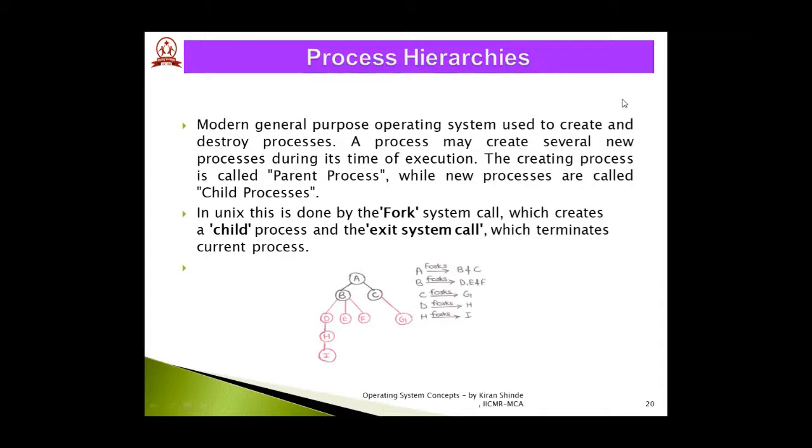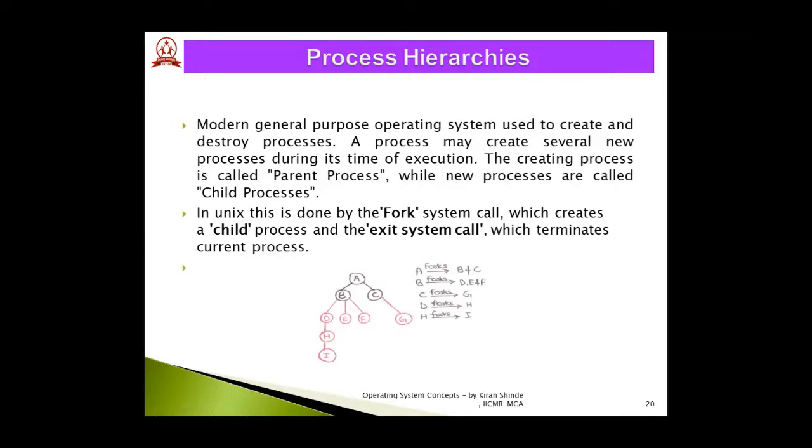In the Unix operating system, this creation of children processes is done by the fork system call, which creates a child process, and the exit system call will terminate the current process. So here, with the help of a simple tree structure, you can see that A is a parent process. In turn, it has created two children processes, B and C. So in Unix operating system, A forks B and C.